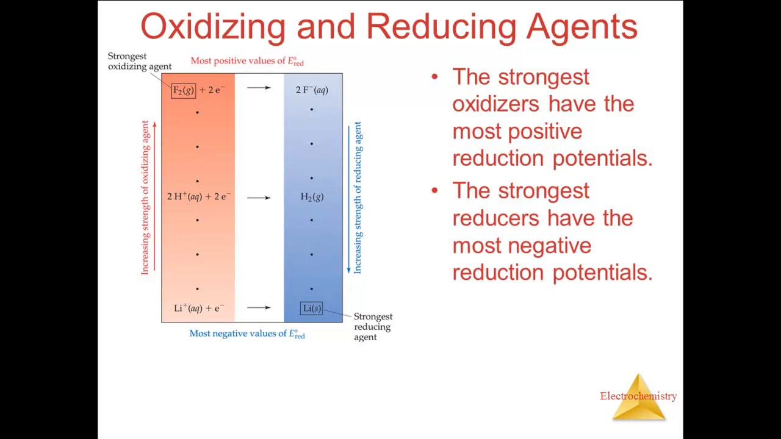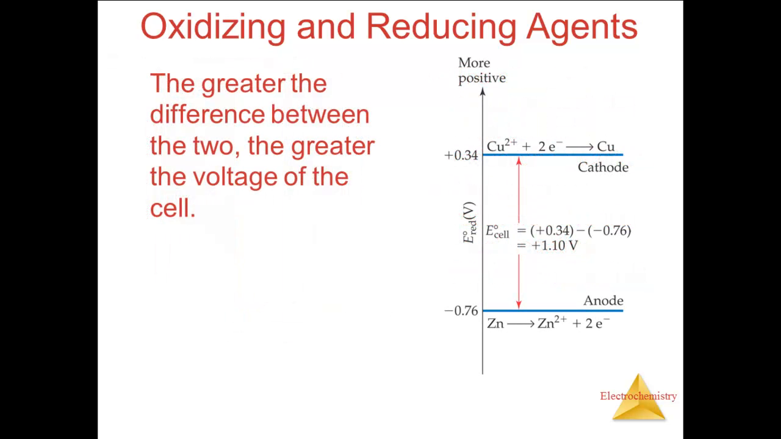On the other hand, the reducing agent is the substance that contains the atom that gets oxidized. So the reducing agents are in the products in the table of reduction potentials. The strongest reducing agents have the lowest, that is the most negative, reduction potentials. The greater the difference between the half cell voltages of the two half reactions, the greater the voltage of the cell.